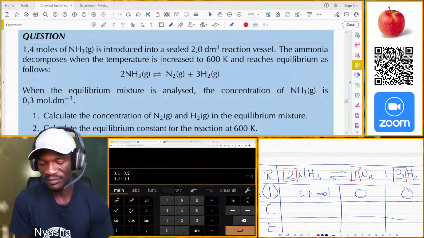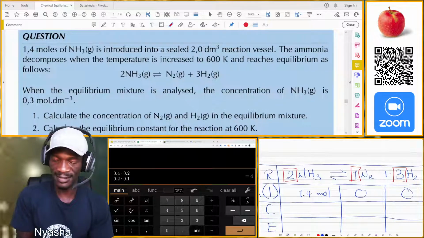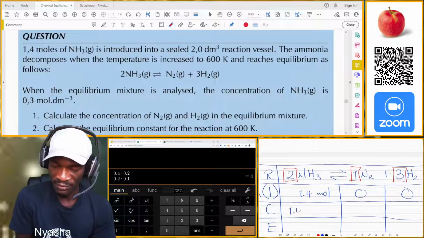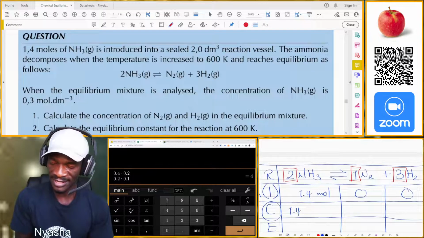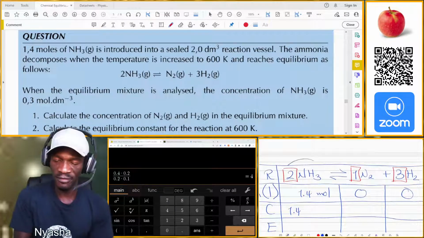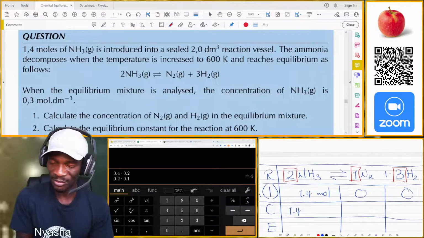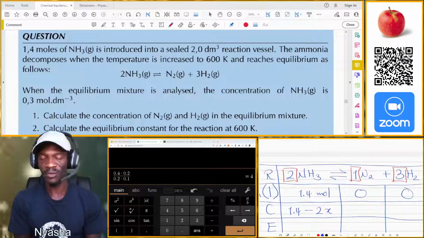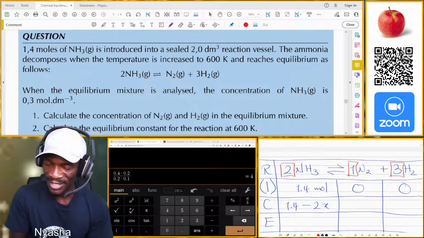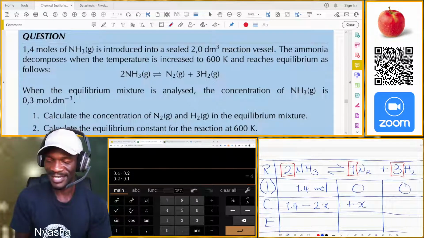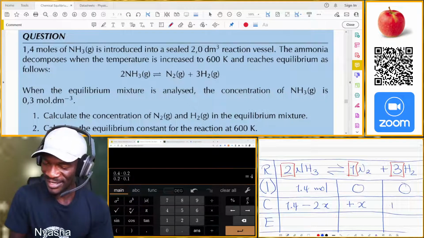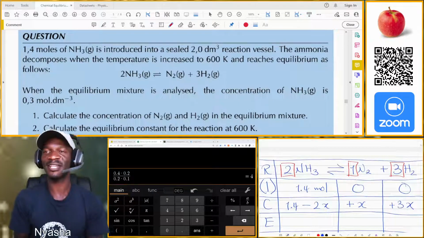So how do we figure out the changes? It's obvious that we started with 1.4 mole of NH3, and this is now the change. Look at the stoichiometric ratios. We lost some 2x moles of that gas. Here we gained some x moles of that gas. And here we gained some 3x moles of that gas.